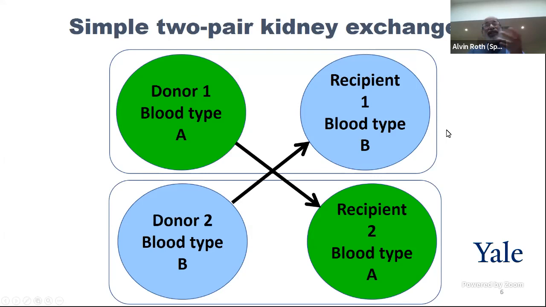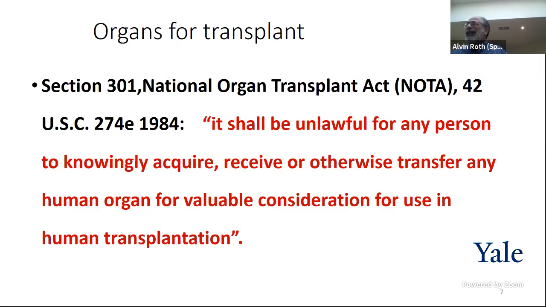Now, you can already see that even in this simple kind of exchange between just two patient donor pairs, it's a little complex. And so you might ask, why can't we just buy a kidney? Sense that there are people who would like to buy a kidney and people who would be prepared to sell one. And indeed, there are illegal black markets. But in the US and almost everywhere else in the world, it's unlawful for any person to receive or transfer any human organ for valuable consideration for use in human transplantation.